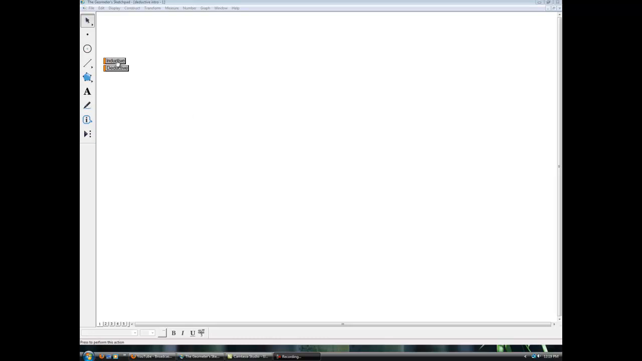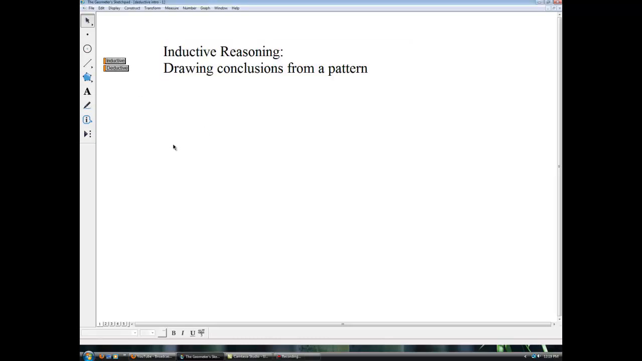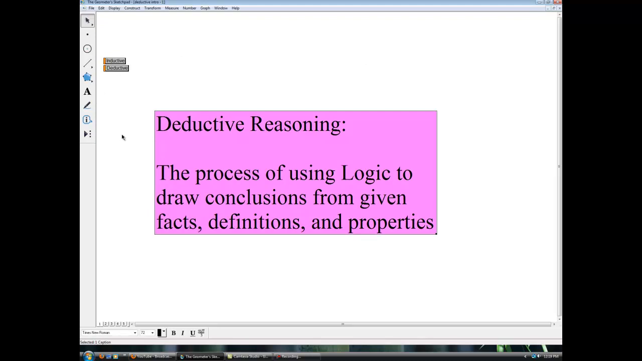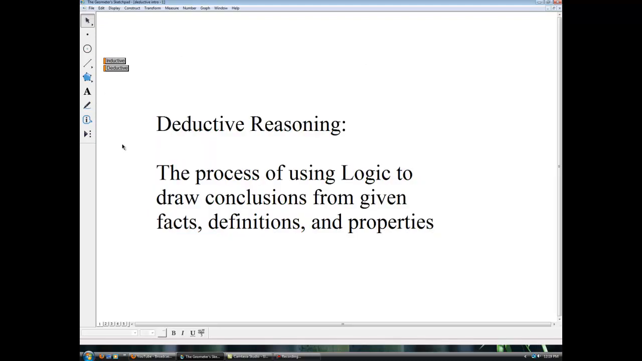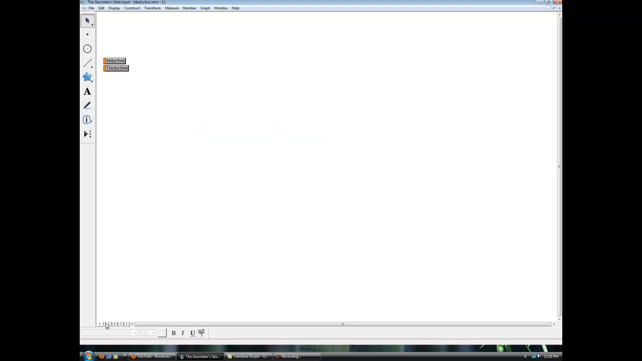We recently had a video on the topic of inductive reasoning, which was a process of finding a rule or drawing conclusions from a pattern. This video will look at deductive reasoning, which is the process of using logic to draw conclusions from given facts, definitions, and properties. This is the kind of reasoning we'll be using when we get to algebraic proofs and geometric proofs. But let's start with looking at a few laws.